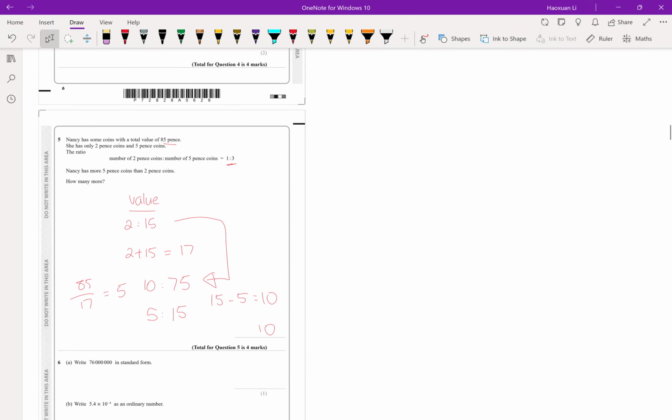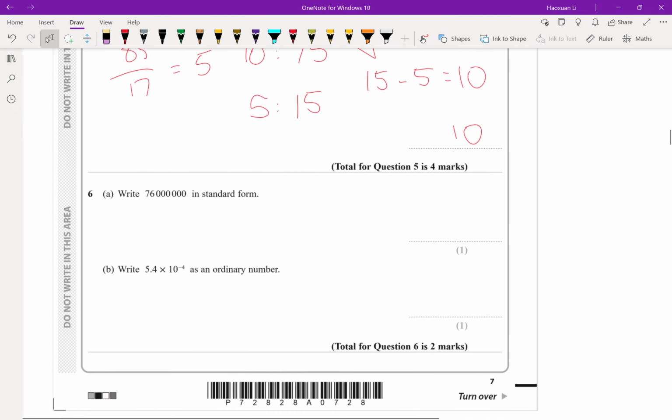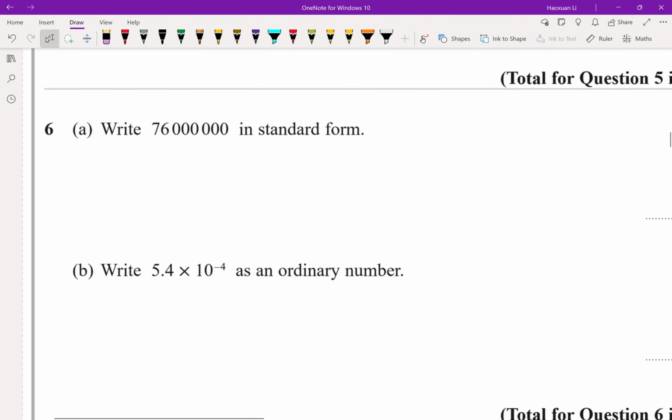This is a little tricky question that kind of requires a little bit of thinking outside the box. Alright, question 6.